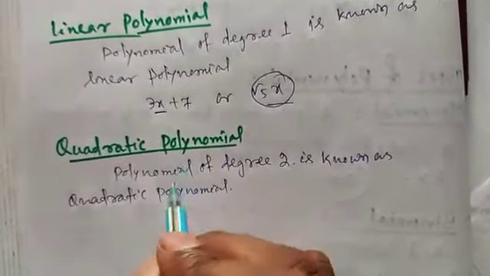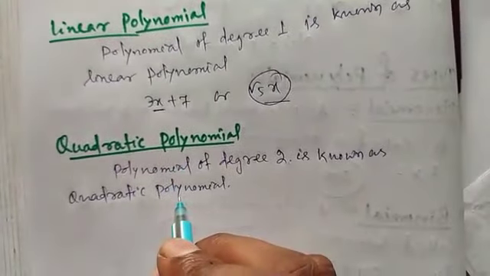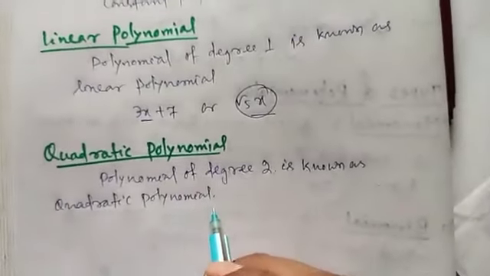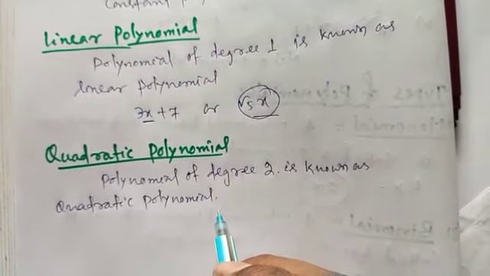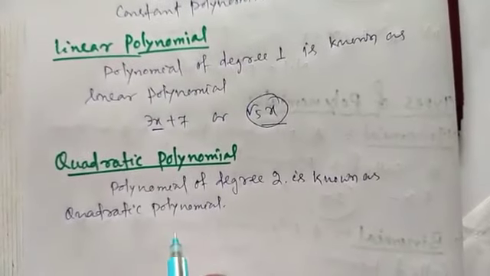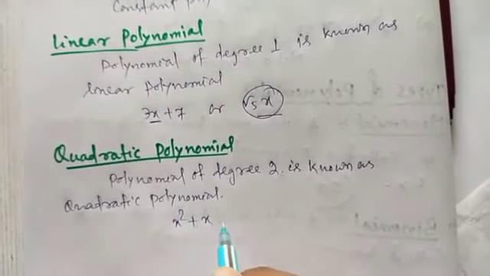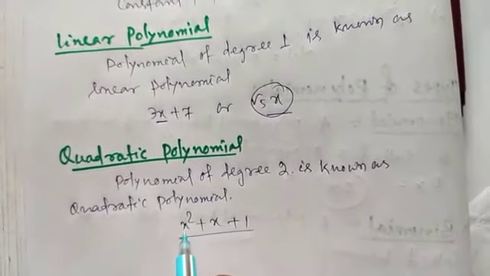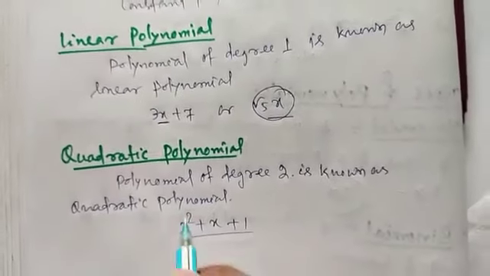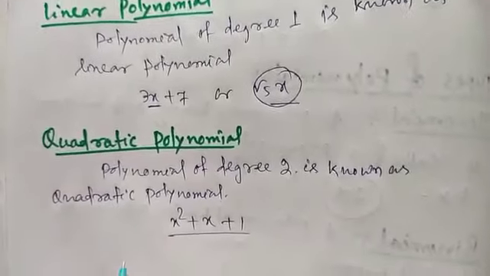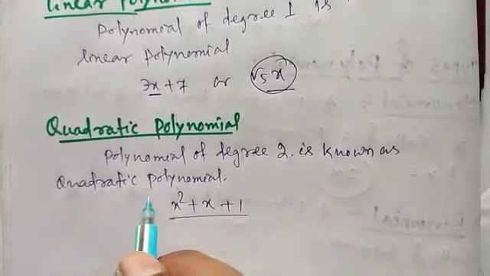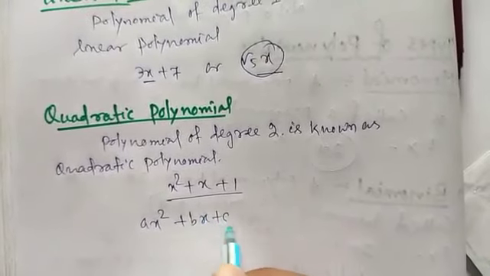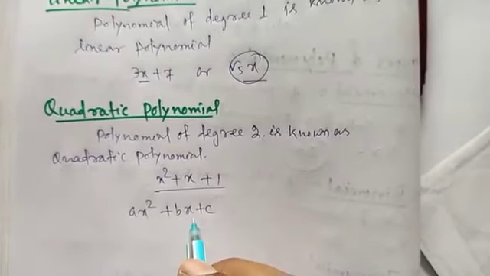Then quadratic polynomial. Polynomials of degree 2 is known as quadratic polynomial. For example, x square plus x plus 1. It is of degree 2 because the highest power of the variable is 2, so it is a quadratic polynomial. The general form of quadratic polynomial is ax square plus bx plus c.